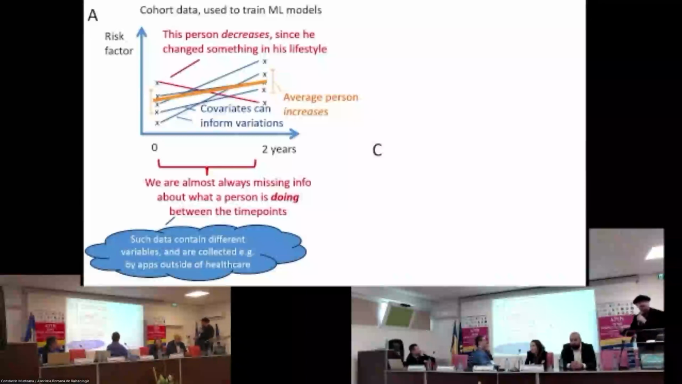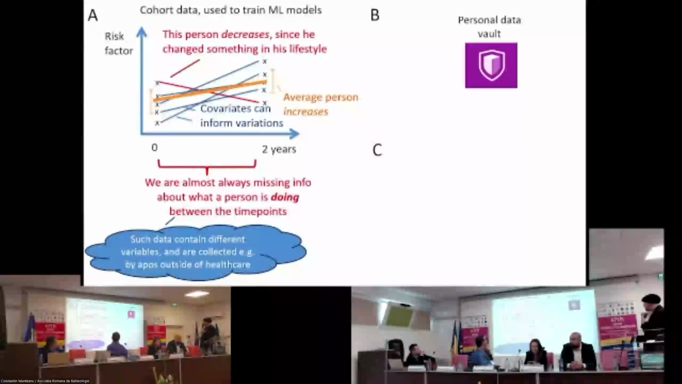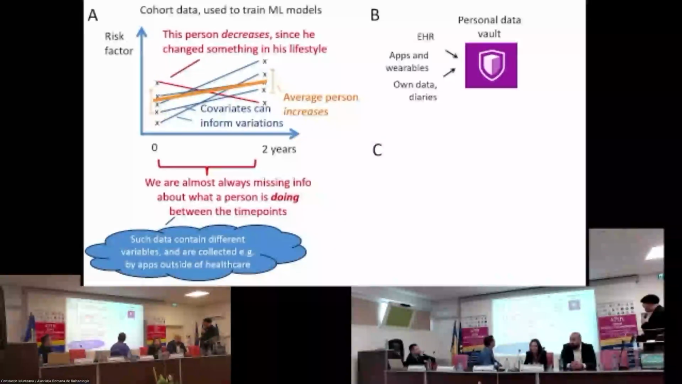And often you don't have this type of data in healthcare systems either, especially if people are relatively healthy. So that brings us to this personal data vault, where we have the ability to integrate different types of data: what the person is doing, which typically comes from apps and wearables, or their own observations, or diaries, or talking to their AI friend about what they did on a regular basis.